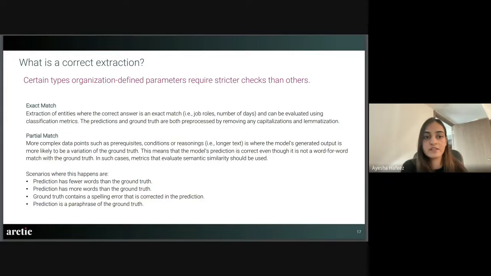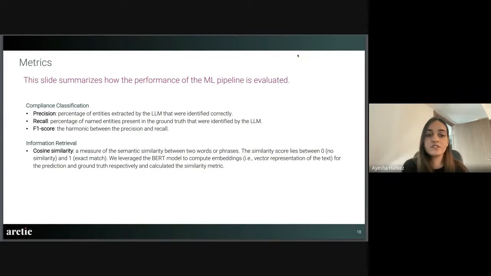So moving on to the next slide, these are the basic metrics that we've used to evaluate performance on a quantitative level. Precision, which is how many of the entities extracted by the LLM were correct, and then recall, how many of the entities present in the ground truth were identified by the LLM. F1 score is what we focused on here, which is a balance between those two metrics, because we wanted to balance out between the false positives and the false negatives for this specific use case.